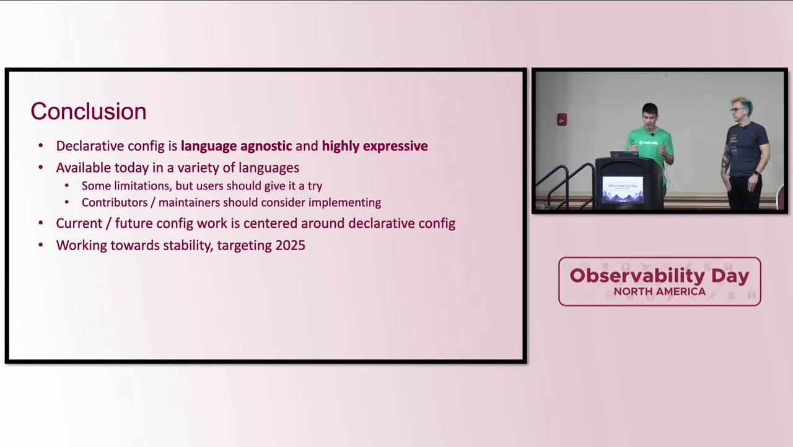Next, declarative config is the place where current and future config work in OpenTelemetry is happening. As OTel continues to evolve, expect new features to have a configuration surface area that manifests in our data model. Finally, we're working towards stability and are currently targeting sometime in 2025.